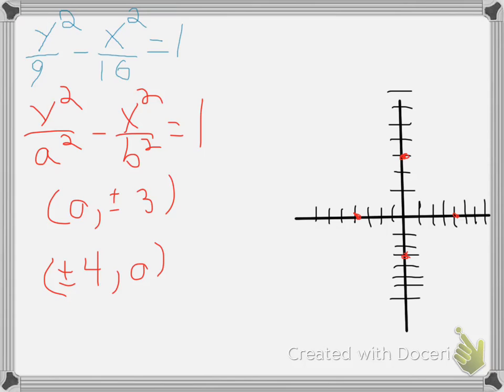Then the next important thing to have on your graph is the foci. So c squared is equal to a squared plus b squared. So c squared is equal to 9 plus 16. So c in this case would be 5. So we'd have one focus. Let's do that in a different color. One focus there, and one focus there.